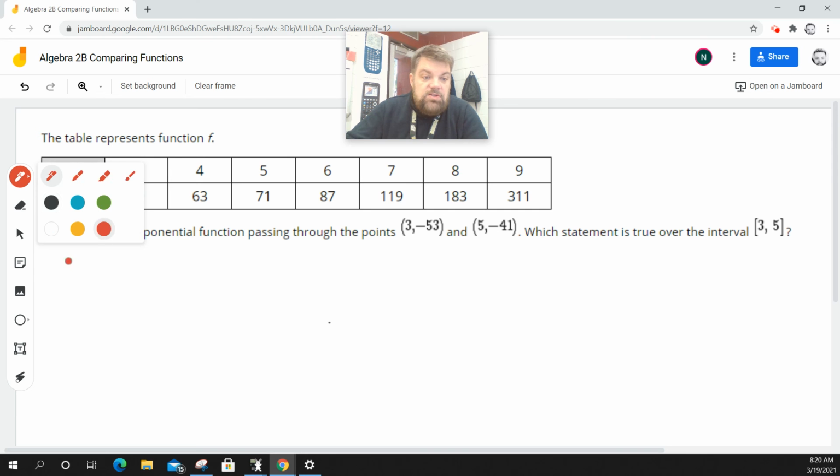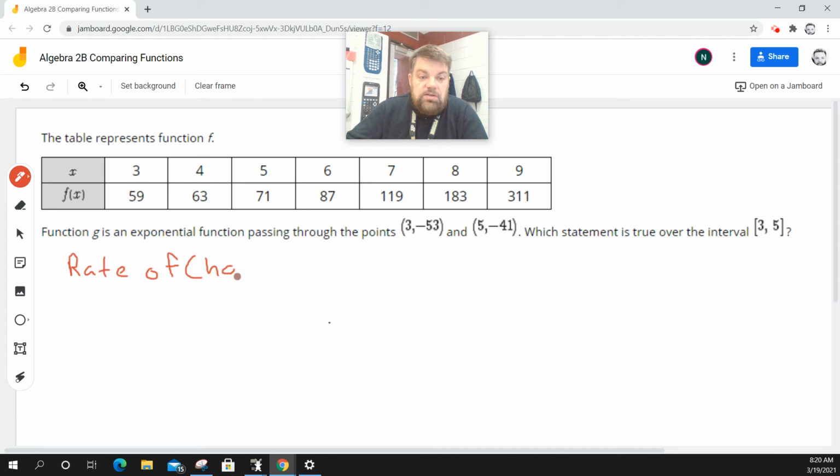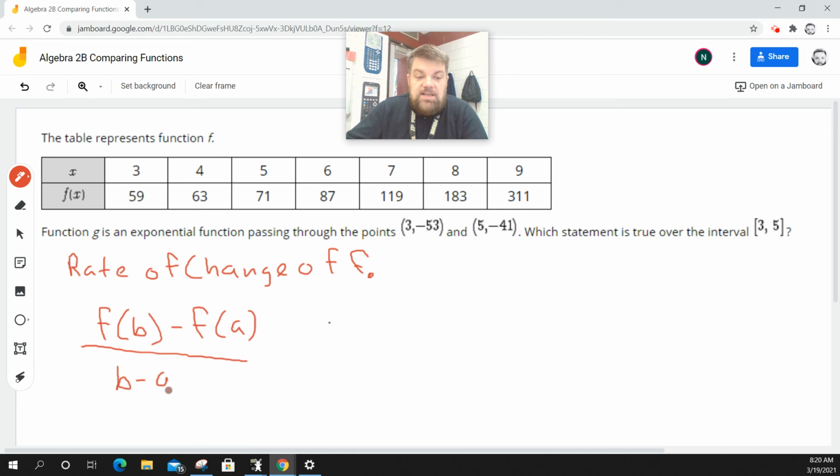So let's do the rate of change of f. Remember, the rate of change is f of b minus f of a all over b minus a. So we're going to go from 3 to 5. So for f, we're considering the points 3, 59.